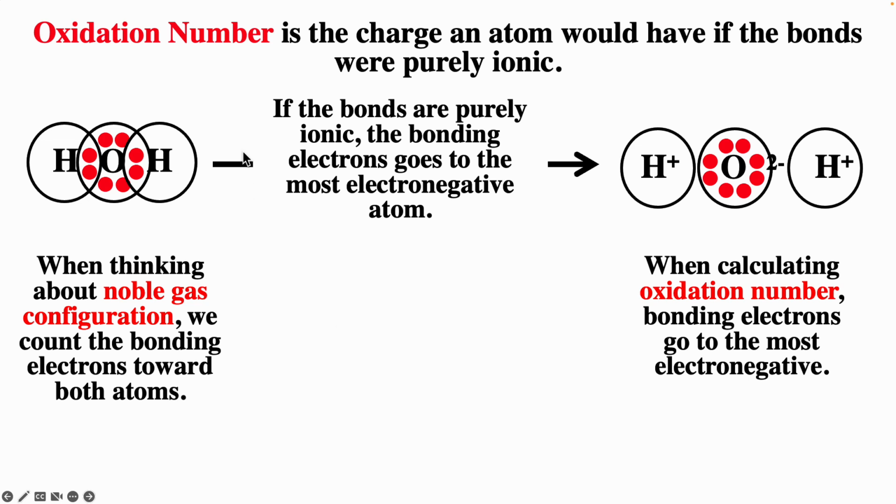When we're thinking about noble gas configuration, we're seeing how many electrons each atom sees. Hydrogen sees 2, which is noble gas configuration for it. Oxygen sees 8, which is noble gas configuration for it. In terms of oxidation state, we imagine the bonding electrons going to the most electronegative atom.